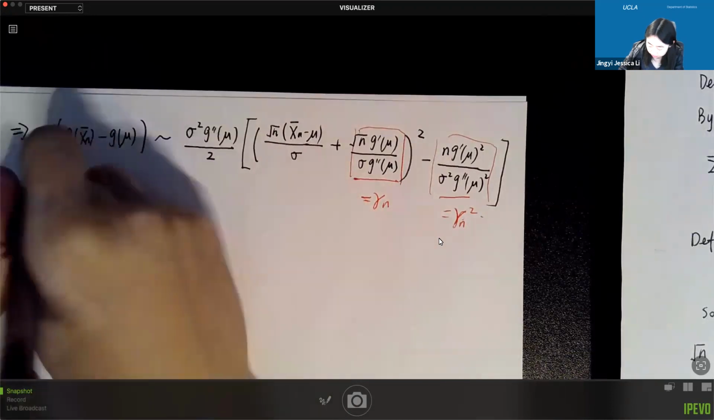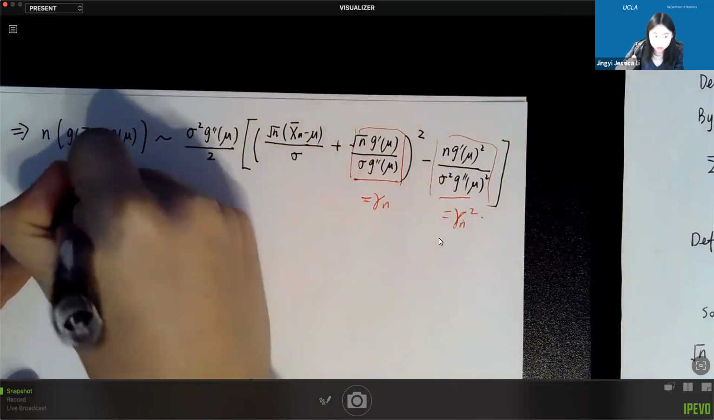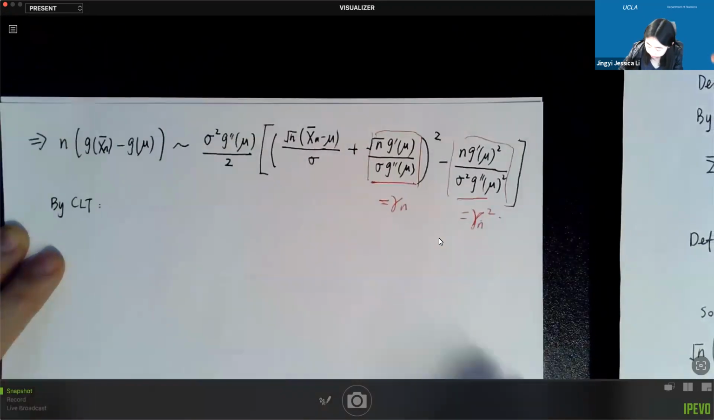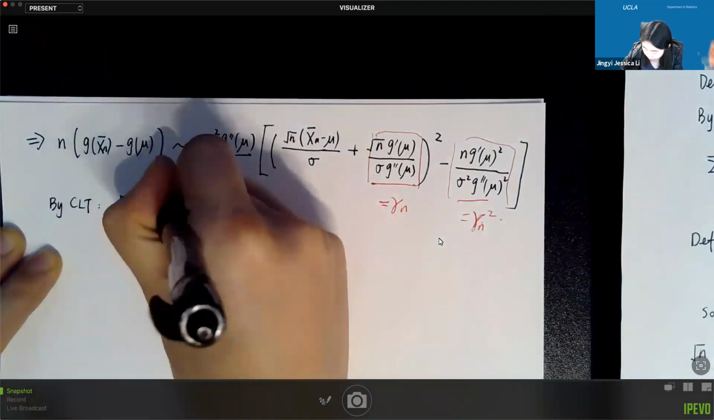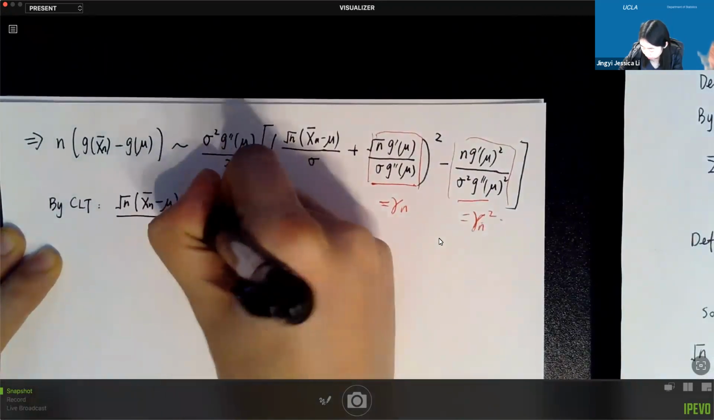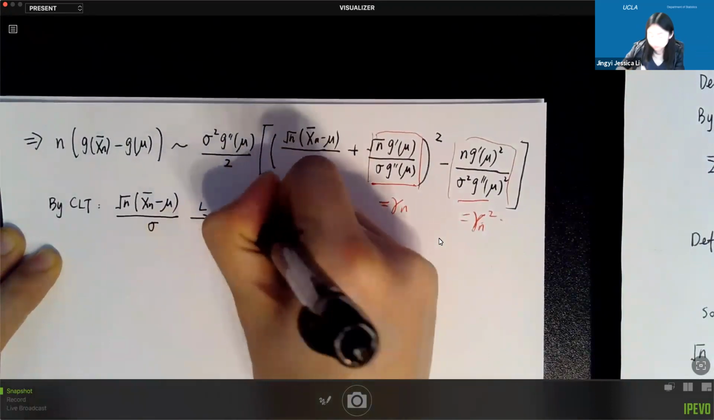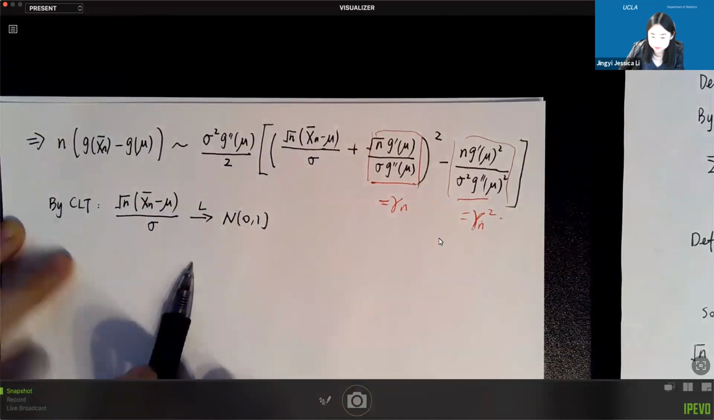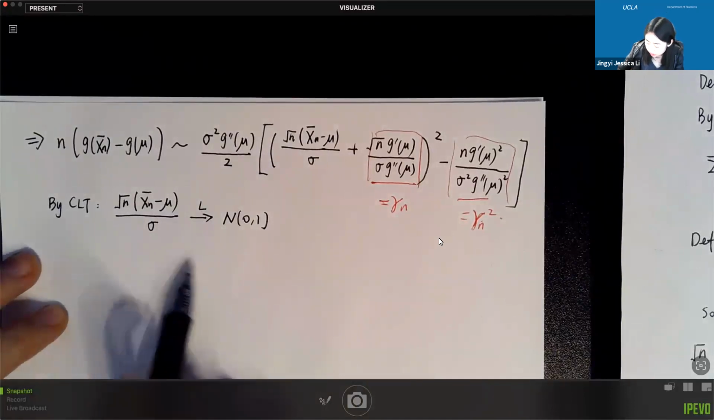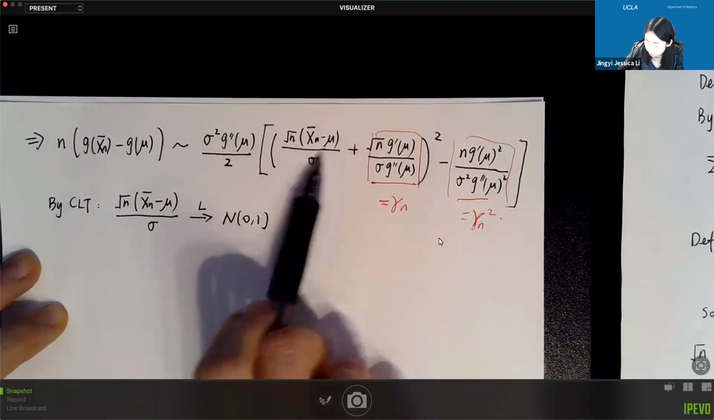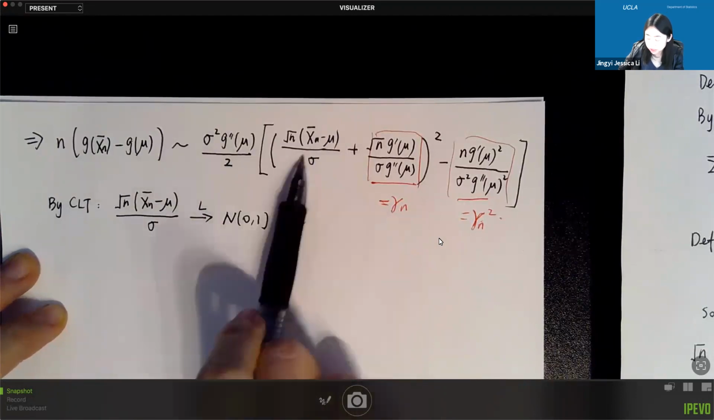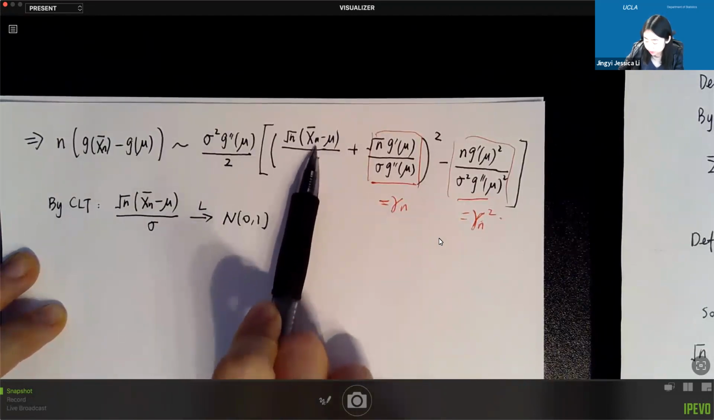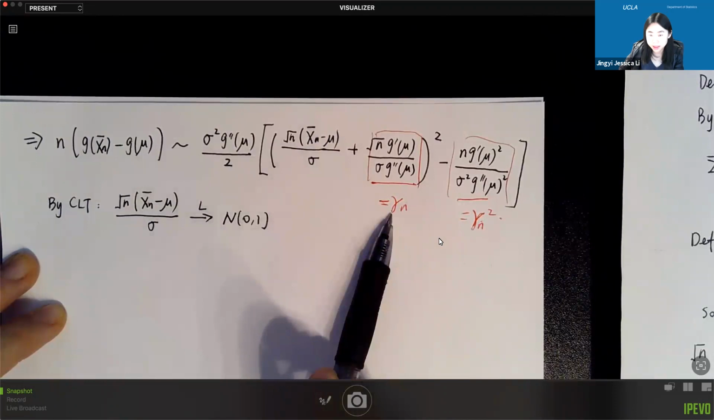So let me continue. By the central limit theorem, we have root n times Xn bar minus mu over sigma converges in law to standard normal, right? So now this should be something we're already very familiar with. Then you see, what we have here is that we are basically shifting this by gamma n. We're shifting its center from 0 to negative gamma n.